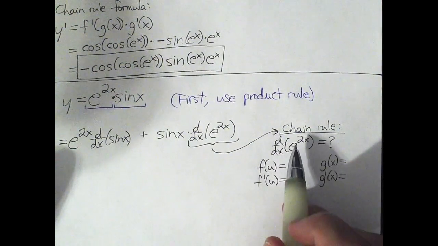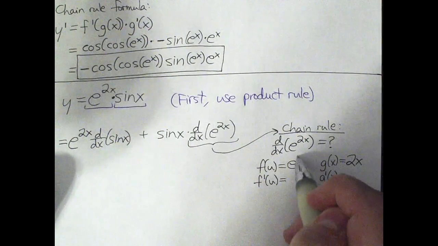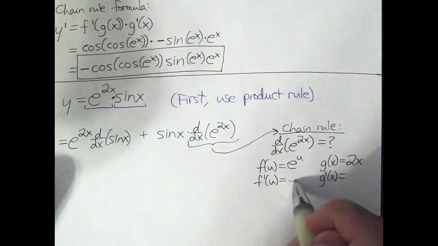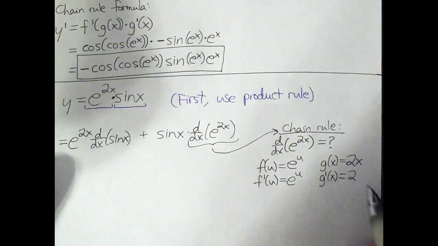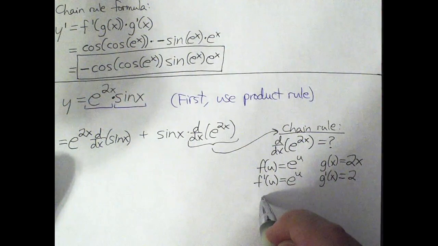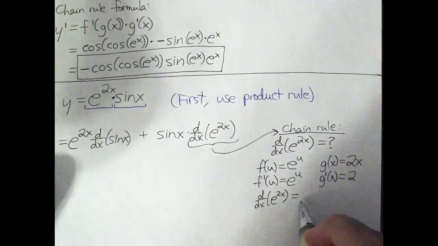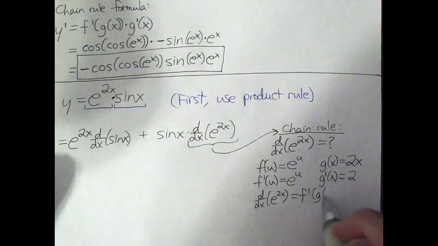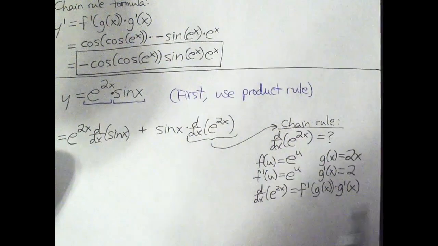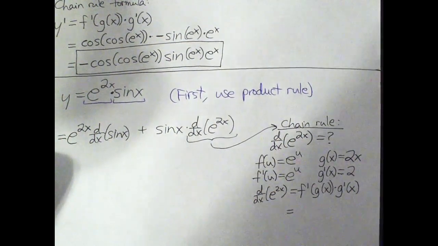Okay, I said already that the inner function is 2x. That means the outer function is e to the u. The derivative of e to the u is e to the u, and the derivative of 2x is 2. So the chain rule formula for this, I'm going to write the formula each time we use it because I want us to get used to it. And I think I've said this before, but writing a formula every time you use it is a good way to memorize it.